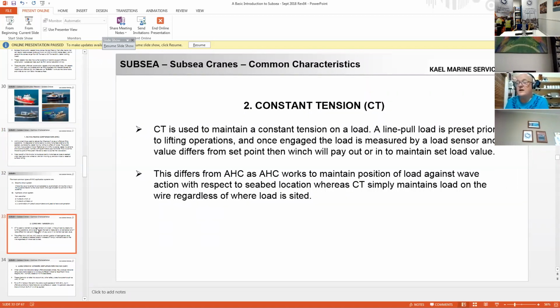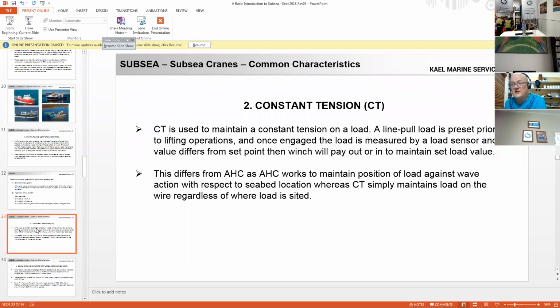Okay, and apart from active heave comp, you also have constant tension. Constant tension is used to maintain a constant tension on a load. A line pull is preset prior to lifting operations, and once engaged, the load is measured by a load sensor. If the value differs from the set point, then the winch will pay out or in to maintain the set load value on the wire. It stops the wire going loose.